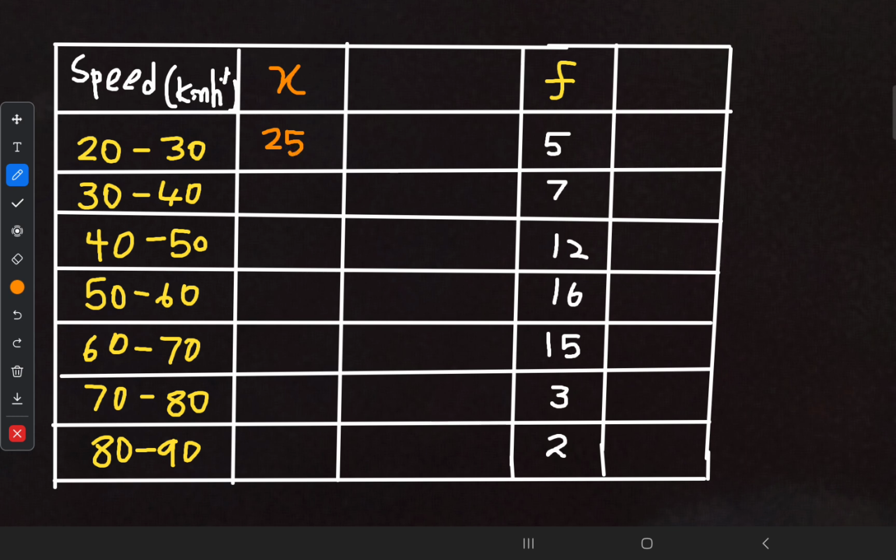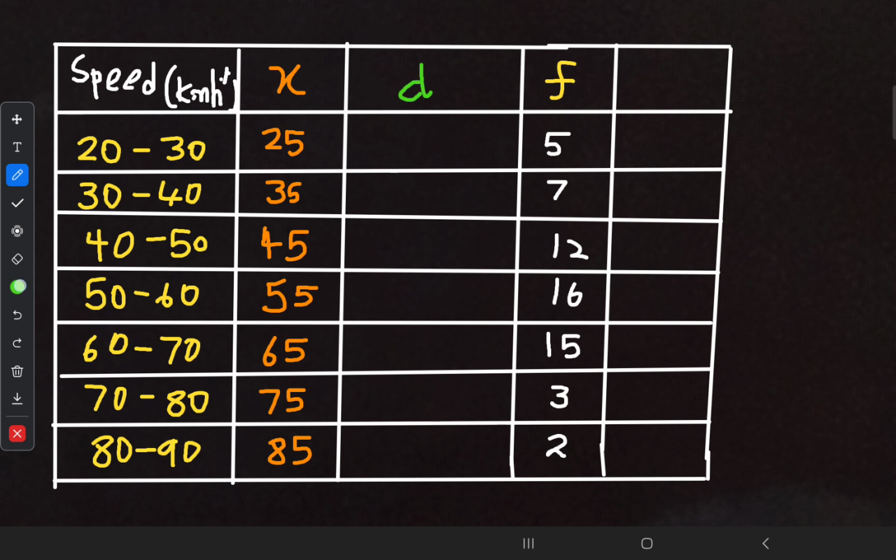Similarly, 30 plus 40, that is 70. 70 divided by 2 will give you 35. 40 plus 50, 90. 90 divided by 2 will give you 45. Then 55, 65, 75 and 85. Thereafter, here is our major thing happening. The next thing is to find your deviation.